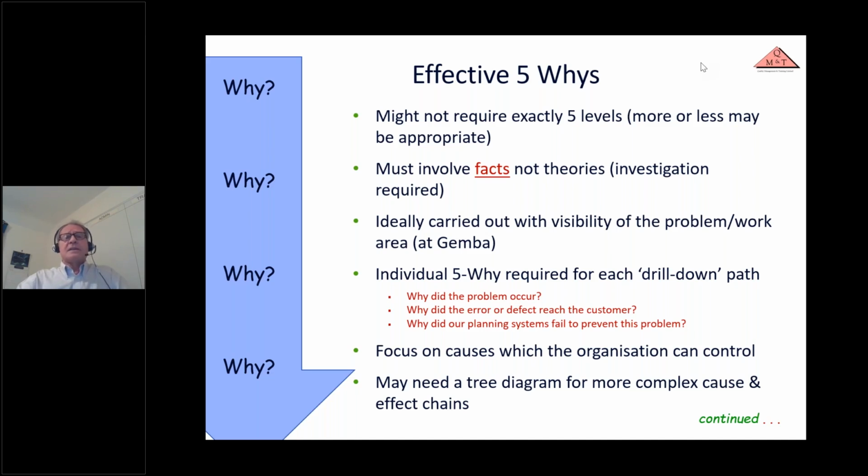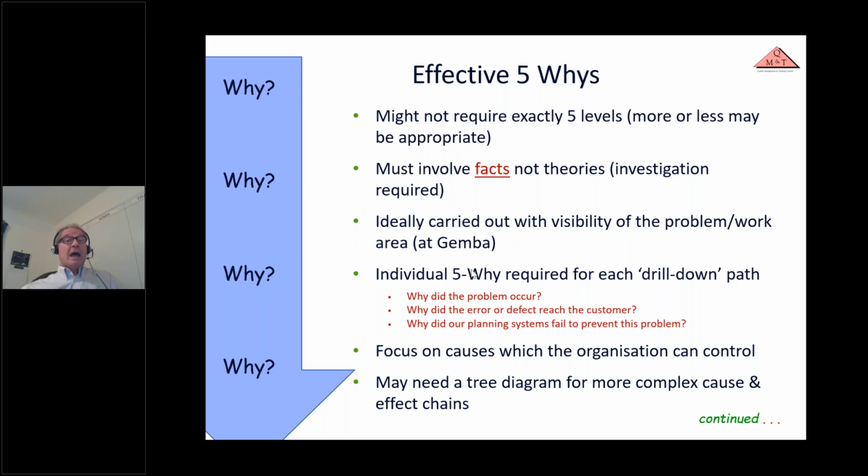On the next 2 slides, I'd like to explain some guidelines for effective 5 whys. First of all, it might not require exactly 5 levels. More or less may be appropriate, but it is expected that there will be adequate investigation of the cause, which is why the number 5 appears in its title. It must involve facts, not theories. This conveys that investigation is required. Ideally, it will be carried out with visibility of the problem or the work area at Genba.